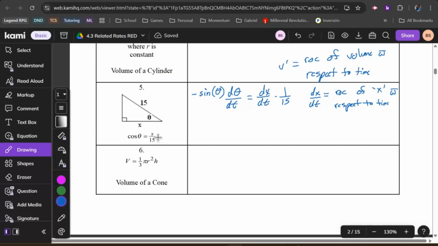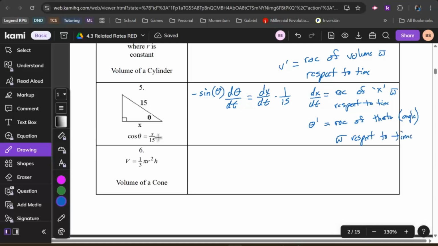Now, d theta dt, or theta prime, just to keep us on our toes that these are the same thing, this would be equal to the rate of change of theta, or the angle, okay, with respect to time.